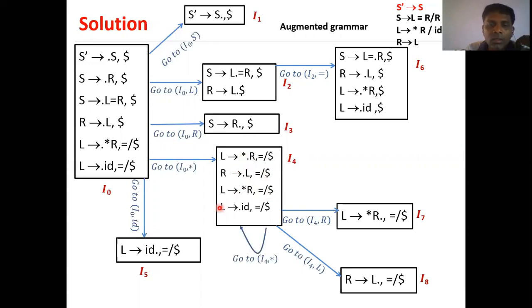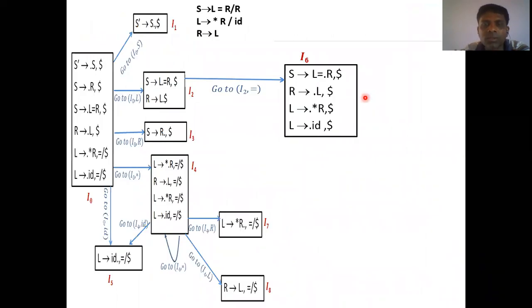So I'll be defining. Now I want to move the dot after this small id. So it will be generated, this particular state that is already generated. So I'll be defining it. Okay. Now I5. So there is no any operation. Now I want to move for the I6. I6. I want to move the dot after this capital R. So it will be generated like this.